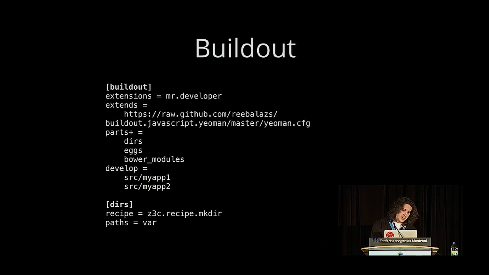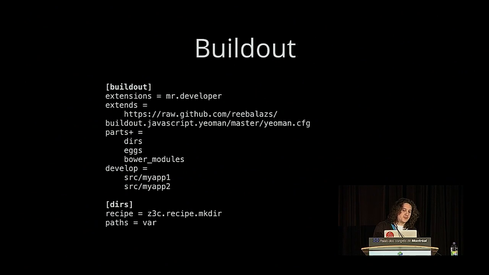So if you look at a simple Buildout config file, you'll see the buildout part where I use the extension mr.developer. It's an extension to ease the development of multiple in-development projects, so you can have multiple repos under the same application environment. It extends configuration files on GitHub done by Balashri, who was kind enough to create simple config files that wrap Grunt and Bower commands inside your application environment.